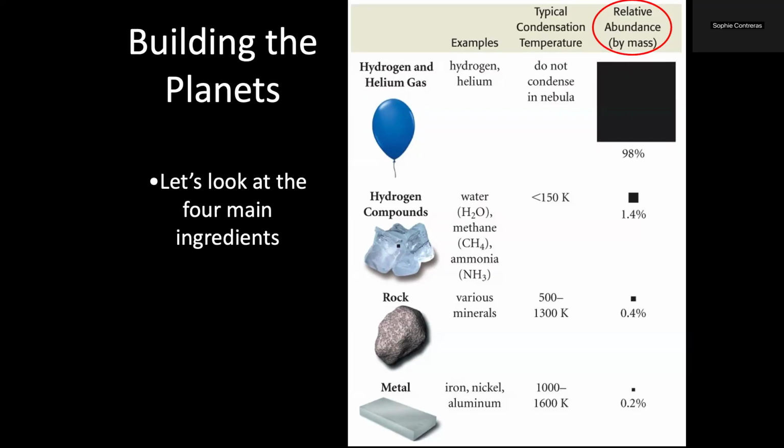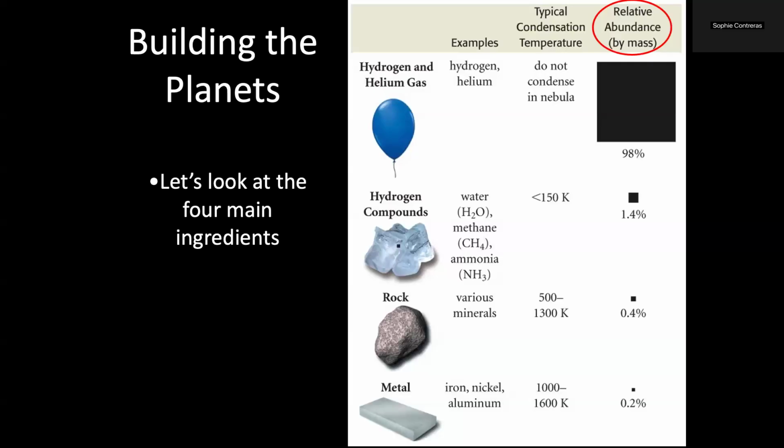98% of the disk is gas. 1.4% is ice. Rock and metal, only 0.6%. So I'm not a math whiz, but that's at least 2 times the size of this, right? So that means if you can make a planet out of all 3 of these, you can make it 3 times larger than if you just make it out of this.